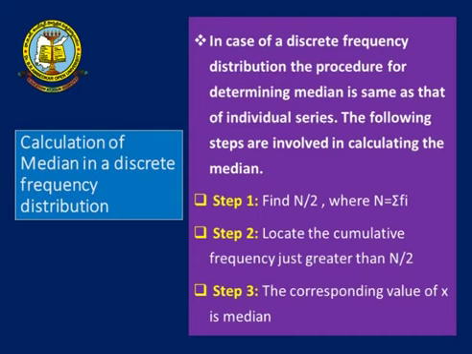Next, step 2, locate the cumulative frequency just greater than n by 2. Cumulative frequency means keep adding together up to the particular value. Next, step 3, the corresponding value of x is the median. Find the n by 2, where n means the sum of the frequencies. Step 2, locate the cumulative frequencies. Next, the corresponding value of x is the median.